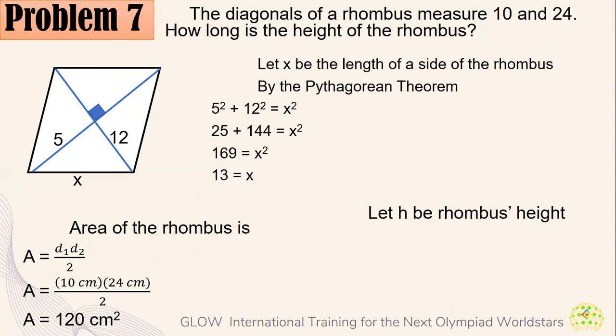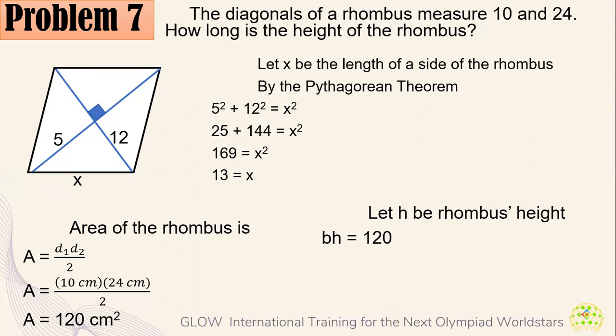suppose we let h be the rhombus's height. We know that the area of a rhombus is equal to its base times its height, right? And so we know that we don't know the base. I mean, the base here is x, which is 13 now. The height is something we don't know.